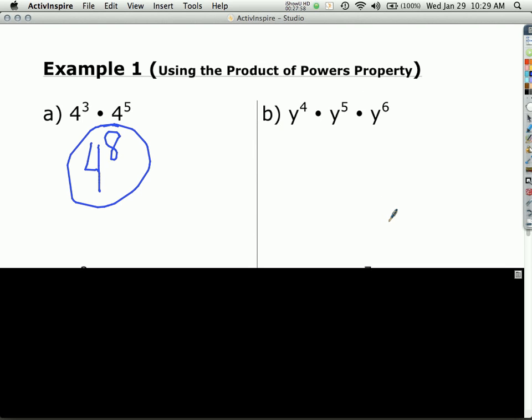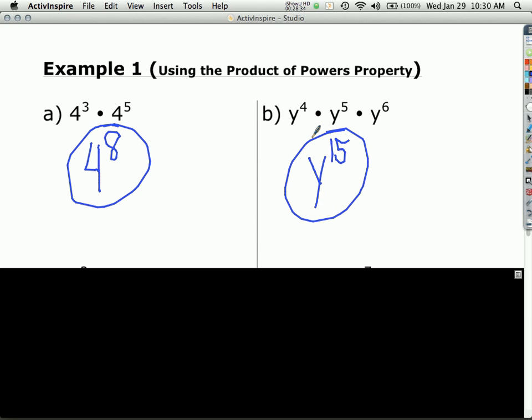What about part B? Now, for the first time, we're seeing 3 factors. Y to the 4th times y to the 5th times y to the 6th. If I want to, we can expand this as y times y times y times y times y times y times... I can keep doing that. Or I could do what? So, can you do that mentally? What will we get? Y to the 15th power.